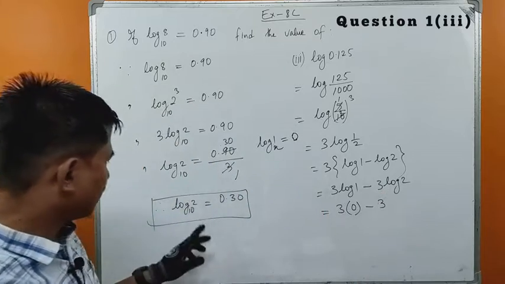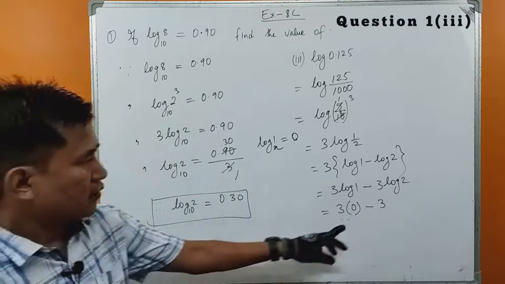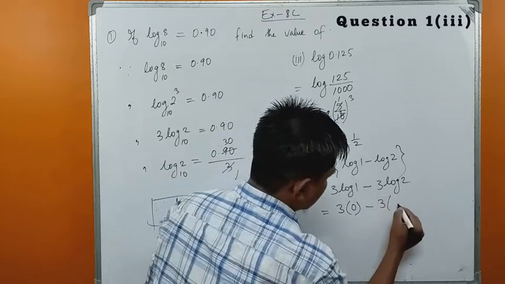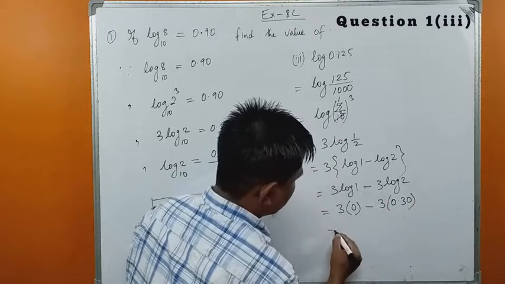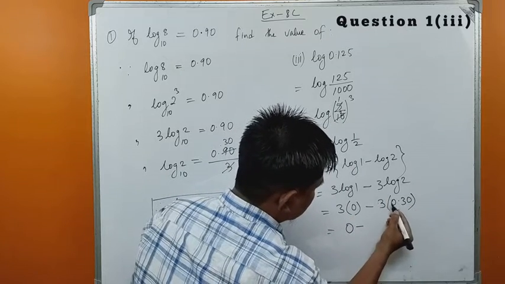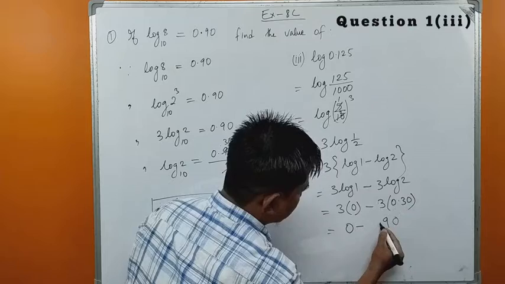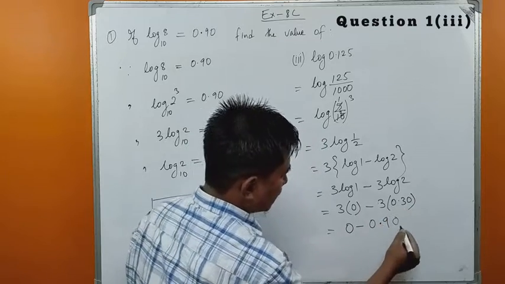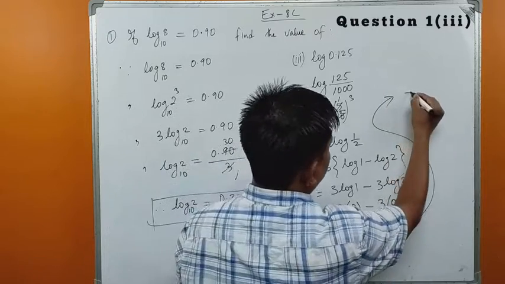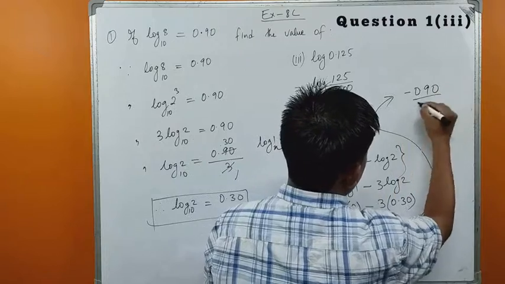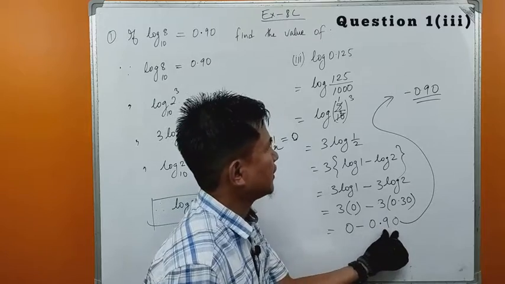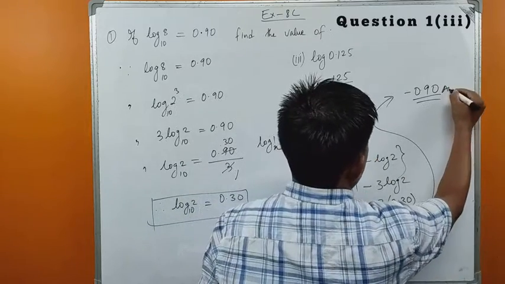Log 2 means we have the value of log 2 here, log 2 to the base 10. Log 2 means base is always 10, so log 2 to the base 10 is 0.30. Now 3 zeros are 0, minus 3 zeros are 0, 3 threes are 9, we write the point here, 3 zeros are 0. Now let me continue here. Okay, so 0 minus 0.90 means minus 0.90, isn't it? This minus sign is for this number, so minus 0.90. This is the answer for question number 3 of 1.